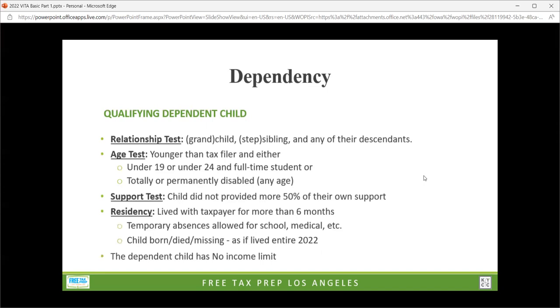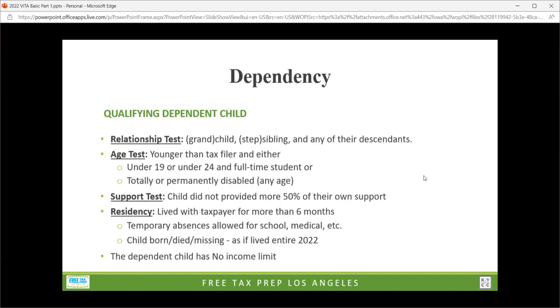The support test. The child cannot provide more than 50% of their own support. The taxpayer is the one who's going to be supporting that child. And they need to live with the taxpayer for more than 6 months, at least 6 months. But there are some exceptions to this rule.